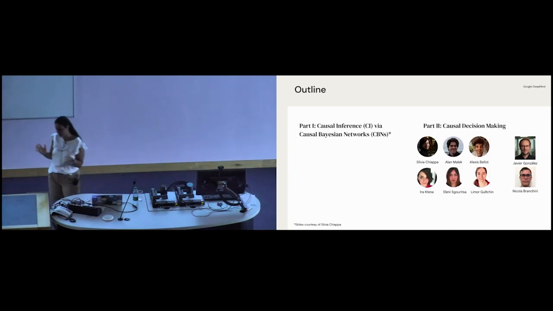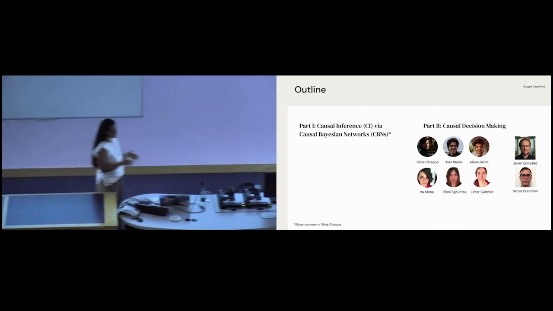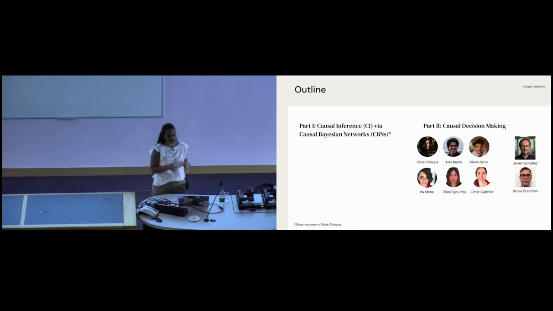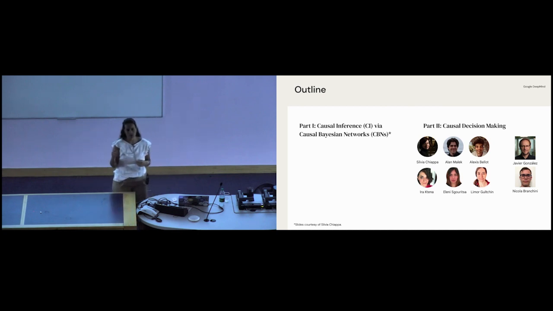So I structured the talk in two parts, thinking that I was the first one speaking about causality. So we're going to probably go a bit quicker on the first part and then spend a bit more time on the second. The first part of the talk is going to be on causal inference via causal Bayesian networks, so slightly different from what you've seen before. And I'm just going to bring you up to speed with what we need to know to be able to understand the second part, which is instead going to be covering causal decision making.